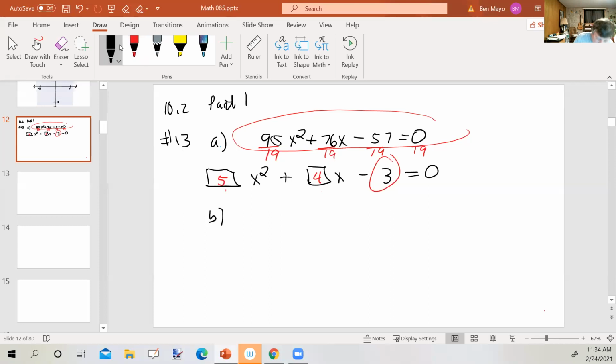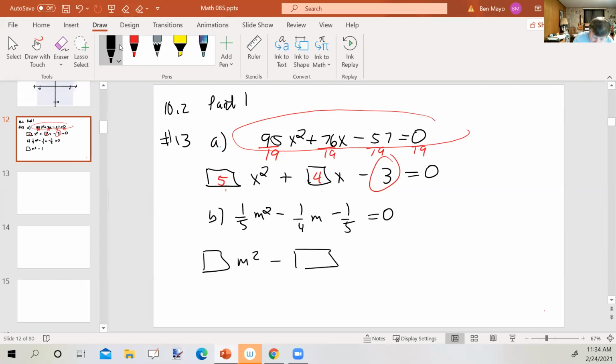Okay, then part B, it has 1/5 m squared minus 1/4 m minus 1/5 equals 0. And the answer is supposed to be something times m squared minus something times m minus 4 equals 0. And we can take two different approaches. We can look at this and say, well, how would we clear the fractions? We'd multiply both sides by the LCD, which is 20. Or we could say, how am I going to turn that into a 4? I'd get the same answer.